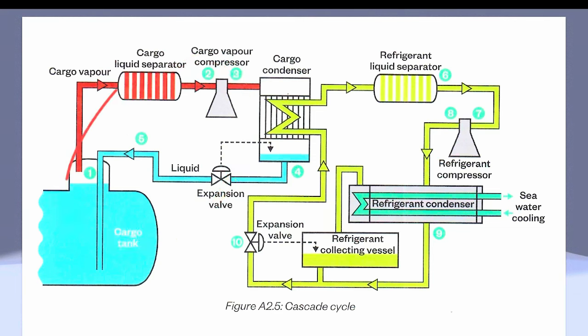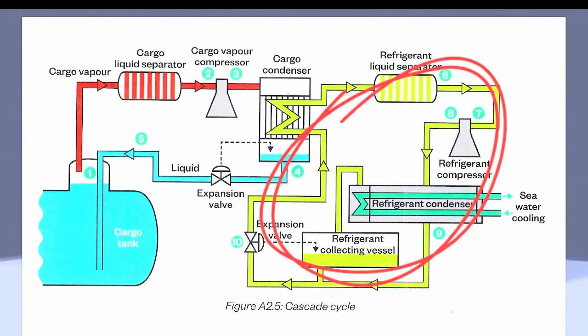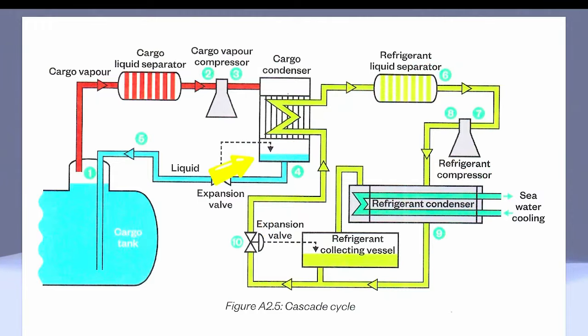Here we can see it. It's red, then turns blue and returns to the tank. This is the first circuit, and the second circuit is the yellow one, see? That's the refrigerant, cold refrigerant. As a result, condensation occurs in the cargo condenser. The cargo vapor turns back into liquid.